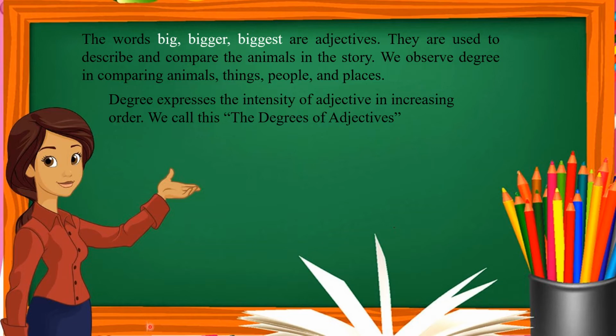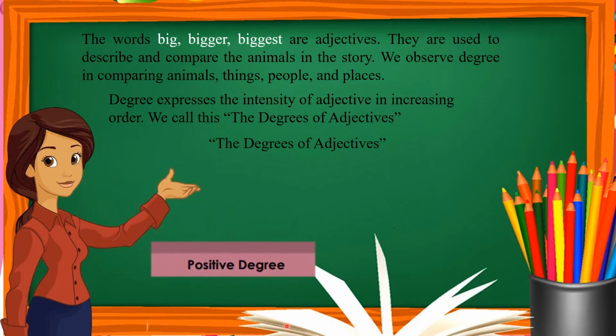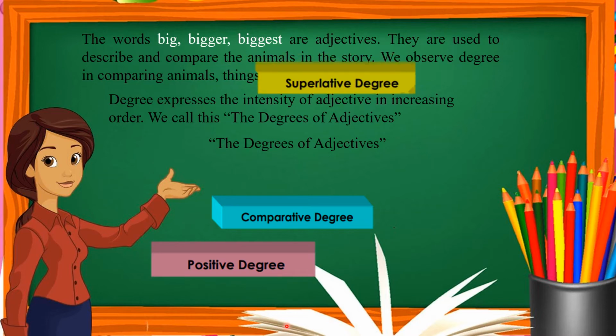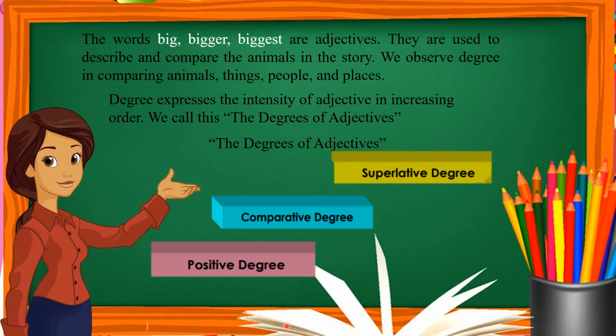Okay, here. The degrees of adjective. The first one is positive degree. The second one is comparative degree. And the third one is superlative degree. Okay, what are the 3 degrees of adjectives? Yes, positive degree, comparative degree, and superlative degree. Okay, next one.